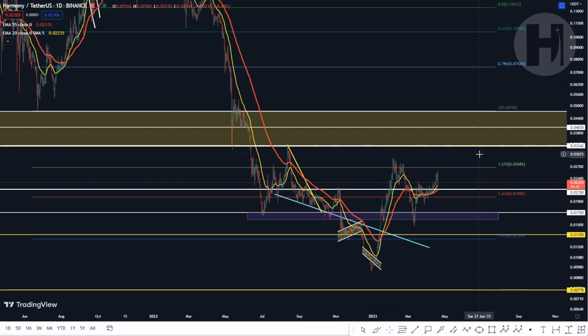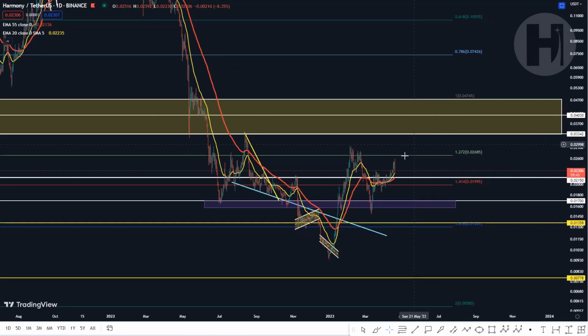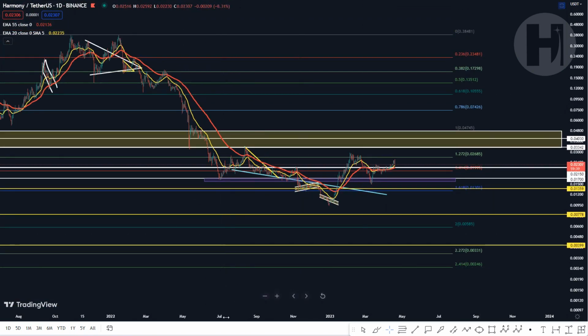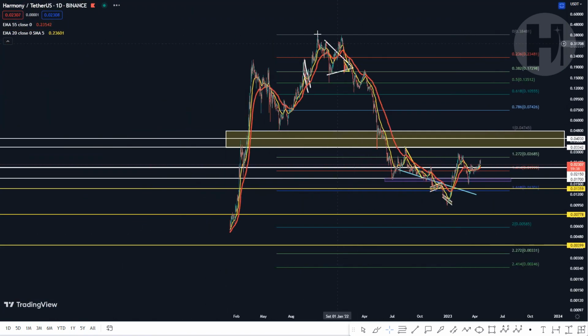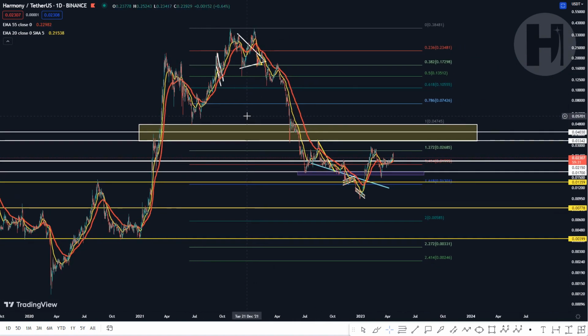Now, let's jump straight into the TA. Taking a look at the daily chart, as you can see, we do have a major Fibonacci retracement set up over here from the swing high printed all the way back in October of 2021, and the swing low is down here in June of 2021.